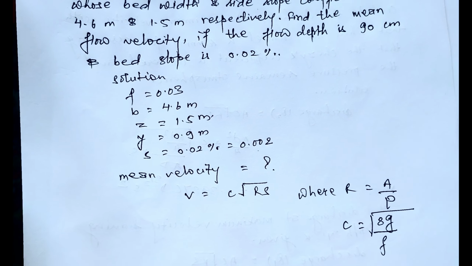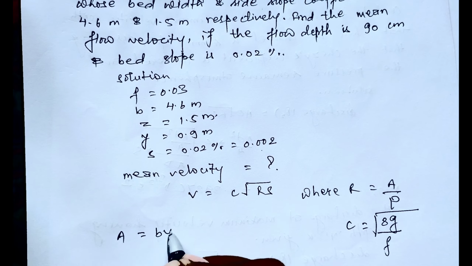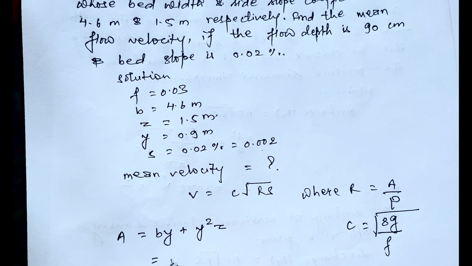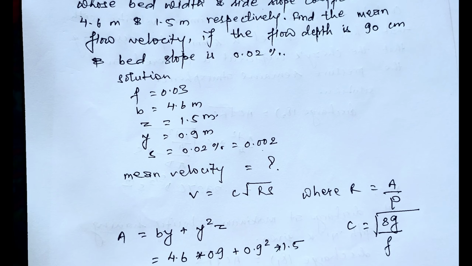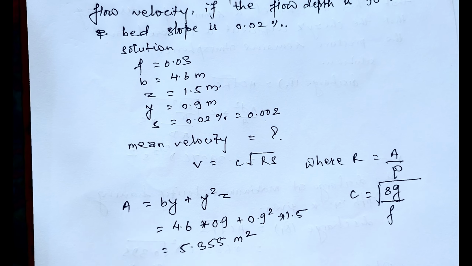So let's find out a. Area equals b y plus y square z, where the value of b is 4.6 into y, which is 0.9, plus 0.9 square times 1.5. On solving this, the result will be 5.355 meter square.